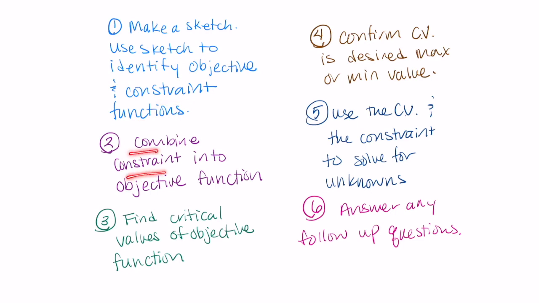Step 2, combine the constraint into the objective function. Step 3, find critical values of the objective function. Step 4, confirm critical value is desired max or minimum. I should add here to step 2 that you are required to reject any unrealistic critical values. For example, you cannot have negative fencing for a perimeter. Step 5 then is to use the remaining critical value in the constraint to solve for any unknowns. And then step 6, answer follow-up questions.